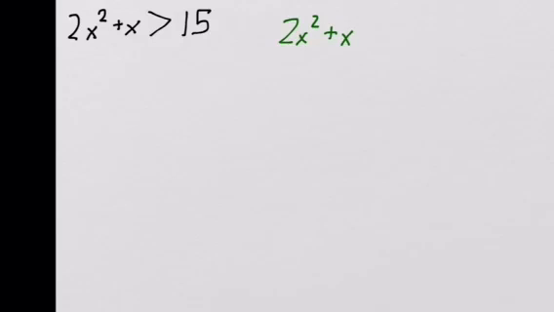So I'm going to give you the inequality 2x squared plus x is greater than 15. The first thing that we're going to do, off to the side, is we're actually going to solve 2x squared plus x equals 15. So we'll go ahead and subtract 15 from both sides.